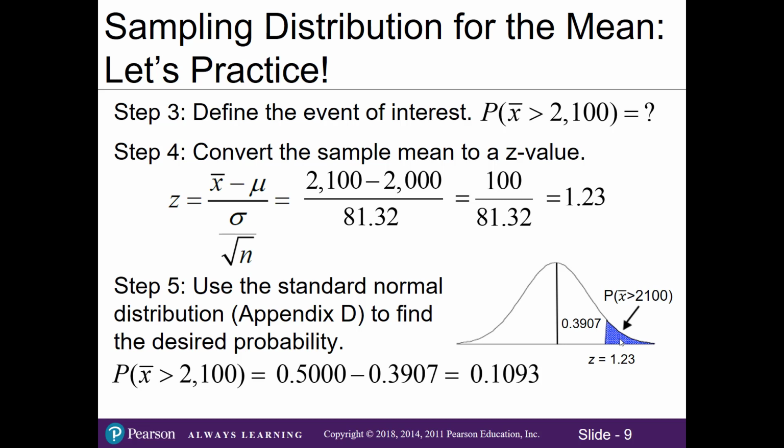So as you can see, finding our mean and standard deviation and the probability of an event of our sampling distribution is a combination of several things that we've learned about in our previous chapters. If you have any questions, just let me know.